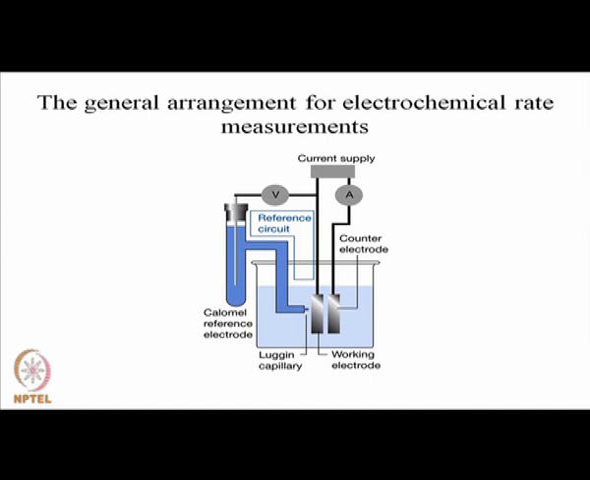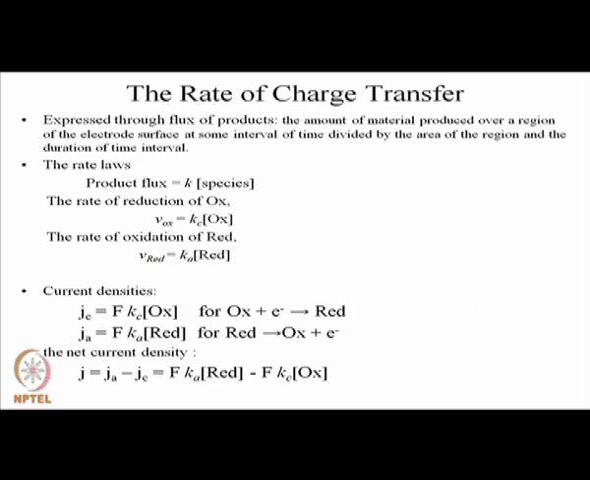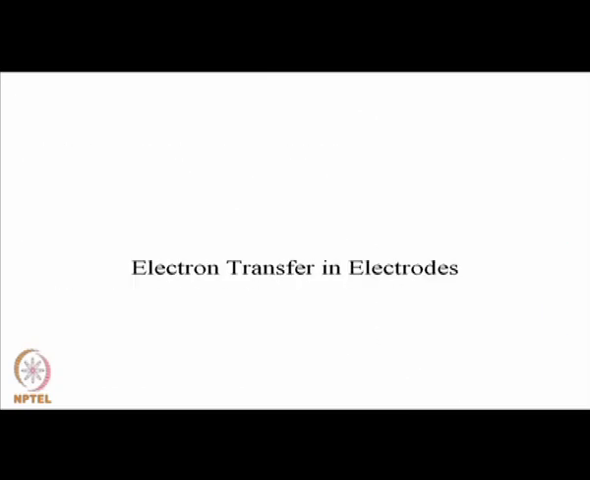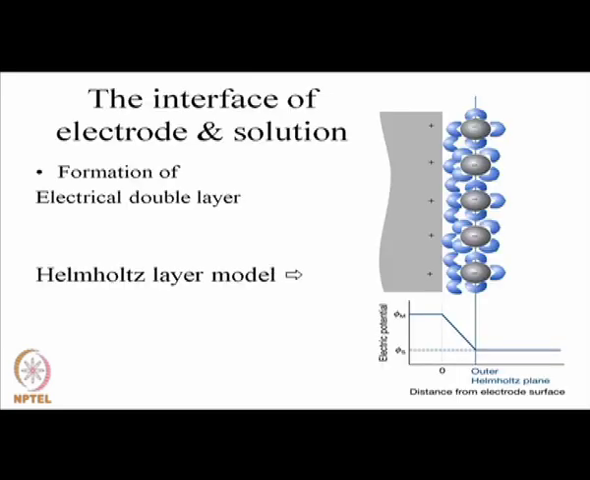Let us have a look at what we have learned so far. We started with electron transfer at electrodes. The electrode has to be dipped into a solution of electrolyte. When an electrode is dipped into a solution of electrolyte, it loses some electrons to the solution. Therefore, it becomes positively charged and the solution becomes negatively charged.